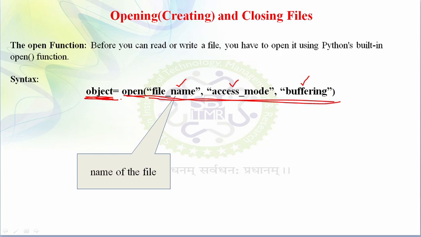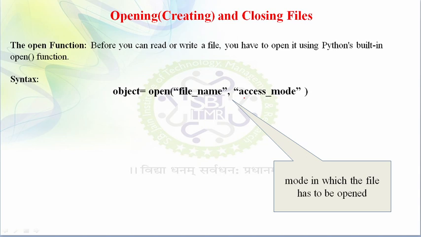So here are the parameter details. The file name is the argument which is a string value that contains the name of the file that you want to access. The access mode determines the mode in which the file has to be opened, that is read, write, append, etc. The complete list of possible values is given in the table, and this is an optional parameter, and the default file access mode is the read mode. So this shows the different values, the file name, the modes.